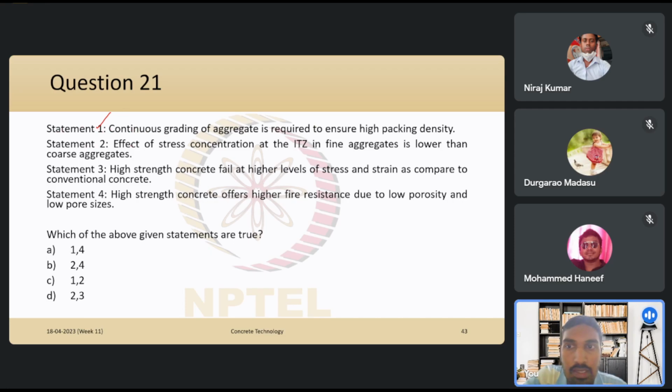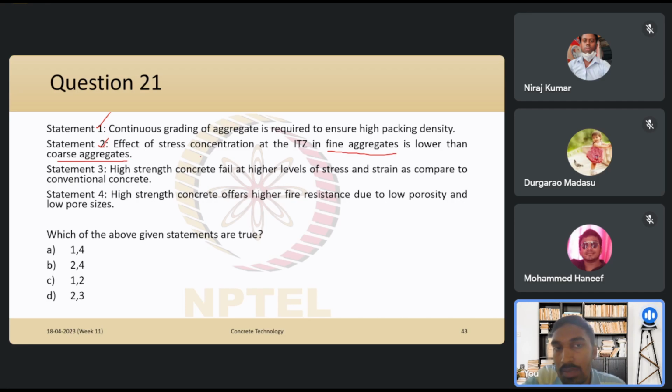The second statement is that the effect of the stress concentration at the ITZ in fine aggregates is lower than in coarse aggregates. This is also a true statement, because we saw this before. When we are going for high strength concrete, we prefer a lower MSA over a higher MSA. Lower MSA means more finer aggregates, while higher MSA means coarser aggregates.